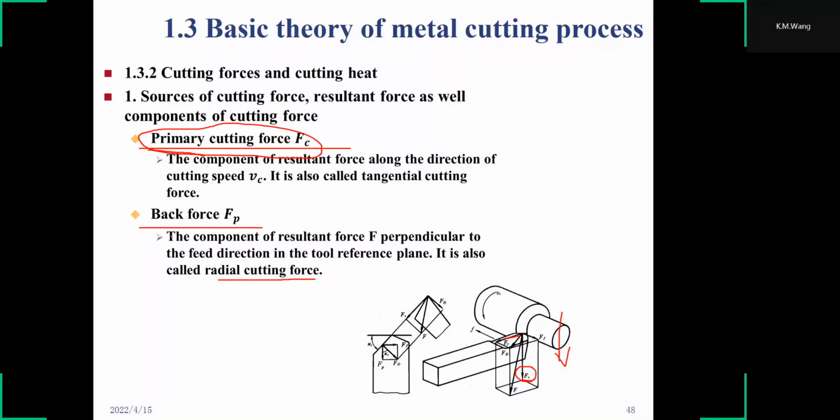Another force is the back force. It easily causes the deformation of the workpiece and brings about vibration of the workpiece. Furthermore, it will also affect the machining accuracy and the surface roughness.